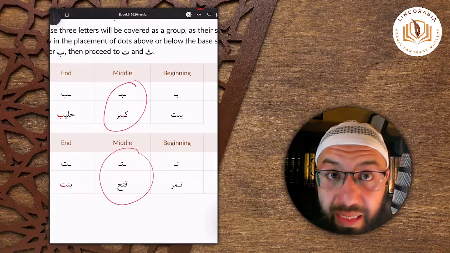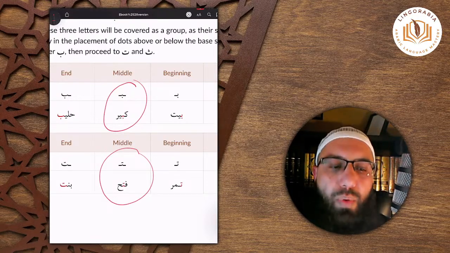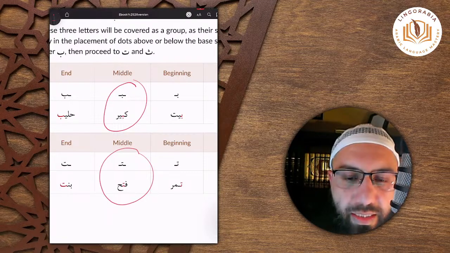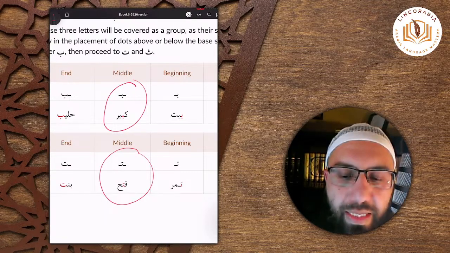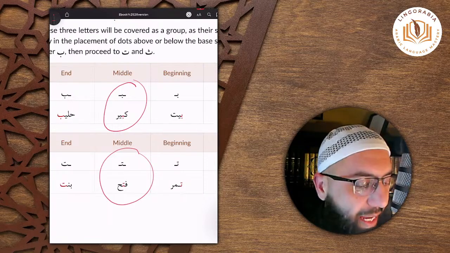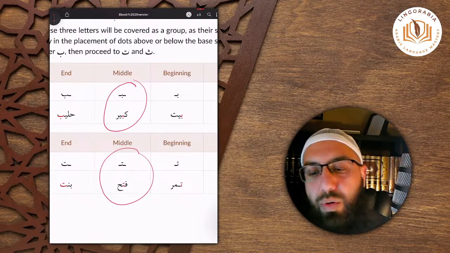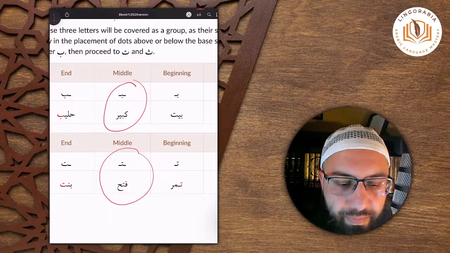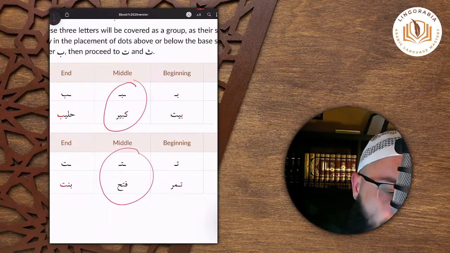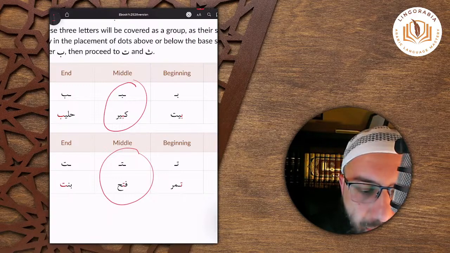So you can see here, guys, that the ba and the ta, when it is in the middle of the word, it is connected on both sides. It is not like the alif. The alif is connected only on one side, but the ba and the ta are connected with the letter before and with the letter after, both ways. Inshallah ta'ala, I hope that makes sense, inshallah.